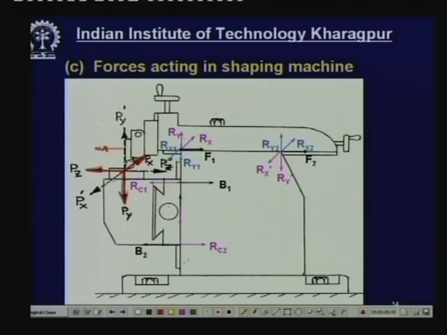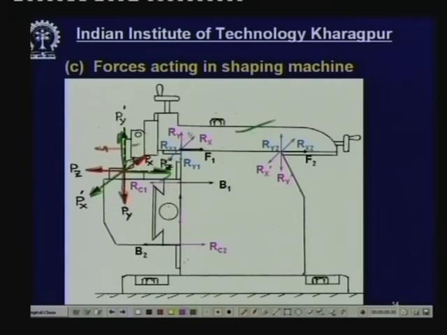And job is mounted on the table. So, the table will also receive the same forces, but as a reaction, what do you get as a reaction? This is a reaction force Pz, Py and Px onto the tool. Now, this tool is mounted on this clapper box on this ram. So, all the forces will be transmitted to the ram.